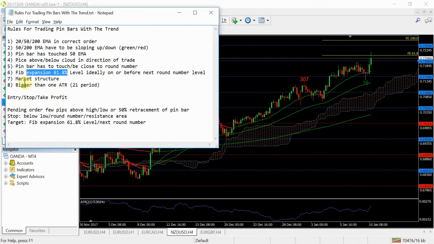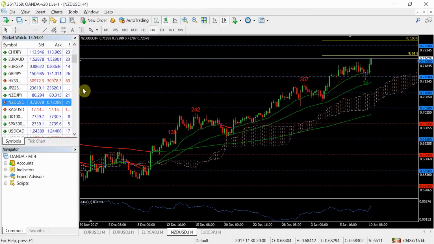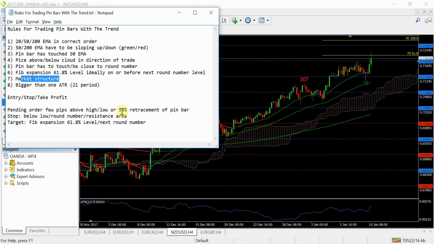And next, probably the second biggest one for me after the pin bar touching a round number, is market structure. We're in an uptrend, so we should be seeing higher highs and higher lows. So we've got higher high, higher high, higher high, and we've got higher low, higher low, higher low. So this pin bar is formed on a higher low. This is perfect textbook market structure, and this is what I really like about this trade. That would have been perfect for me. I would have really liked to see that one.